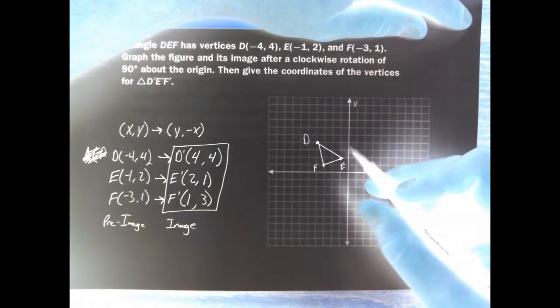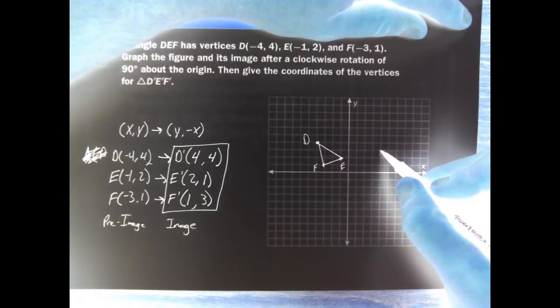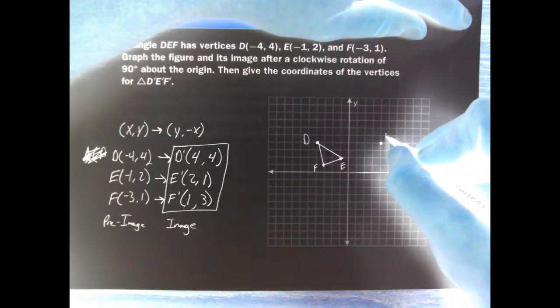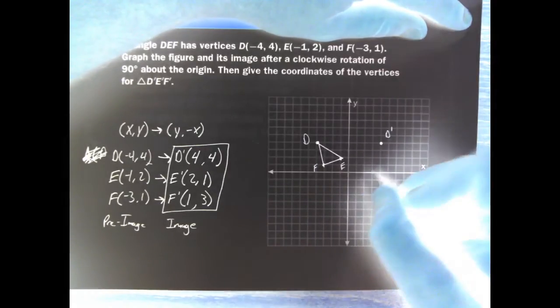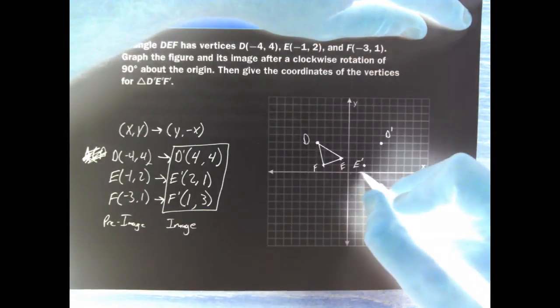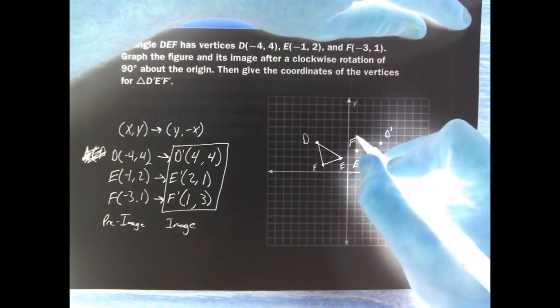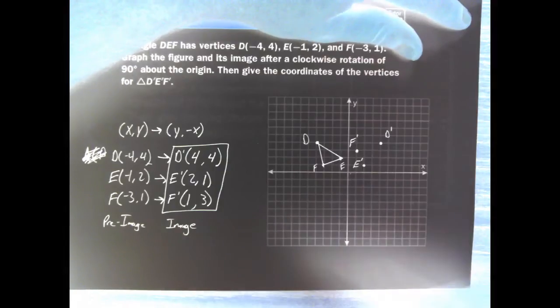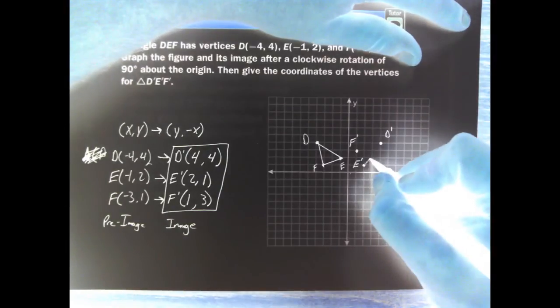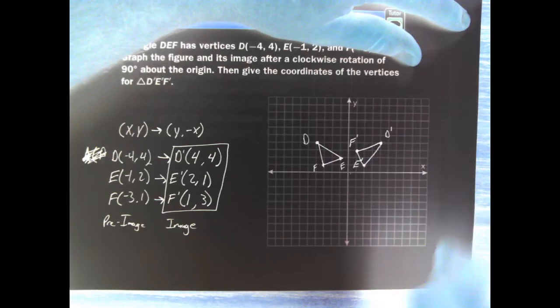So D prime is 4 comma 4. 1, 2, 3, 4. 1, 2, 3, 4. D prime. E prime is 2 comma 1. And F prime is 1 comma 3. F prime. Okay, so this, I'll just freehand it, is my new triangle.